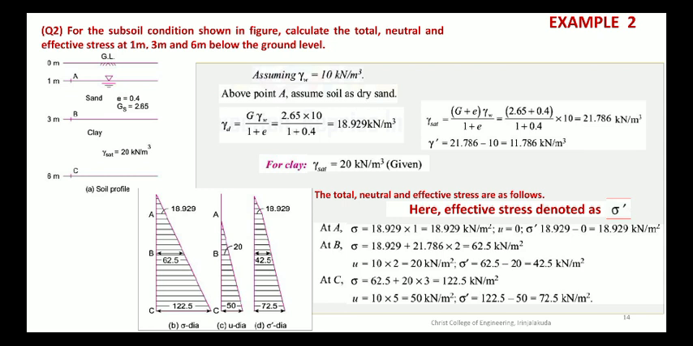So you can see what is the value at A. If you are observing the sigma diagram, that is the diagram marked as B. So in the sigma diagram, you observe topmost point, it is 0. At the topmost point the value is 0 for total stress. Then at level A, what is the value? 18.929. Then at level B, what is the total stress? 62.5. And at C, the total stress sigma is 122.5.